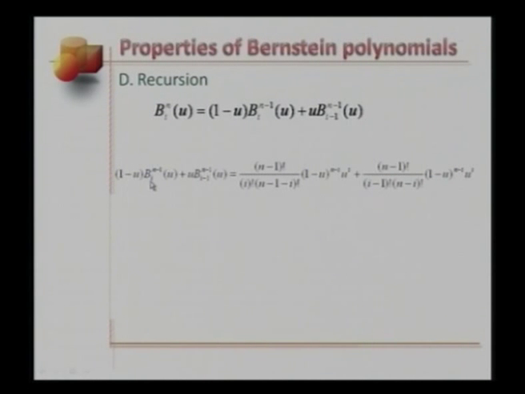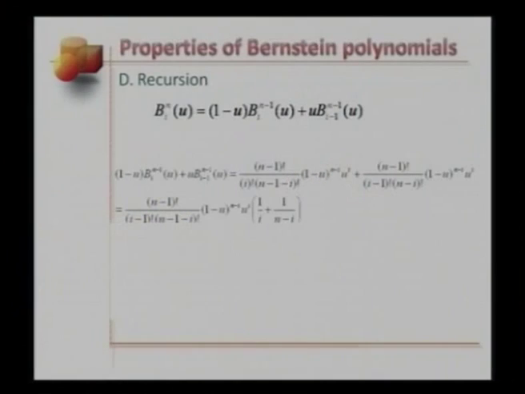Let's expand these Bernstein polynomials to get (n minus 1) factorial over i factorial times (n minus i minus 1) factorial times (1 minus u) raised to n minus i times u^i, plus (n minus 1) factorial over (i minus 1) factorial times (n minus i) factorial times (1 minus u) raised to n minus i times u^i. Notice that these two terms are absorbed in this expression.